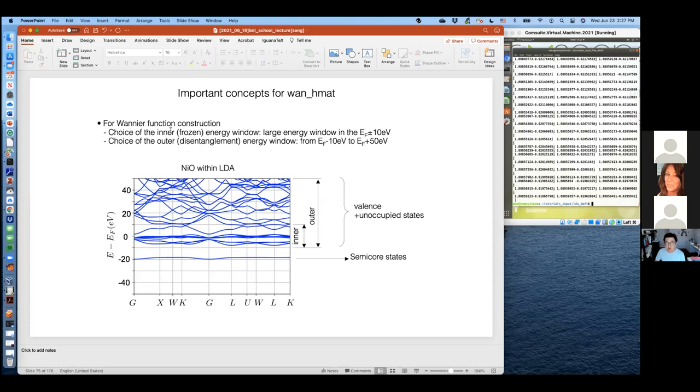But by default, if you do not provide the parameter, then the default choice is that for the inner energy window, we set it to be plus minus 10 eV from the chemical potential. And for the outer energy window, it is minus 10 from the chemical potential to plus 50 from the chemical potential.